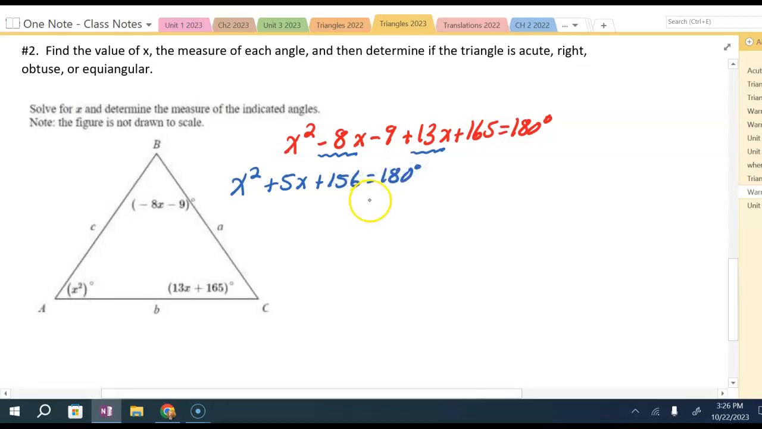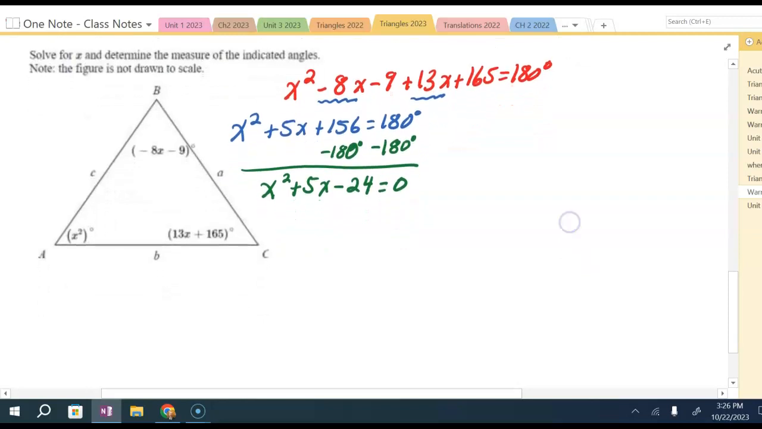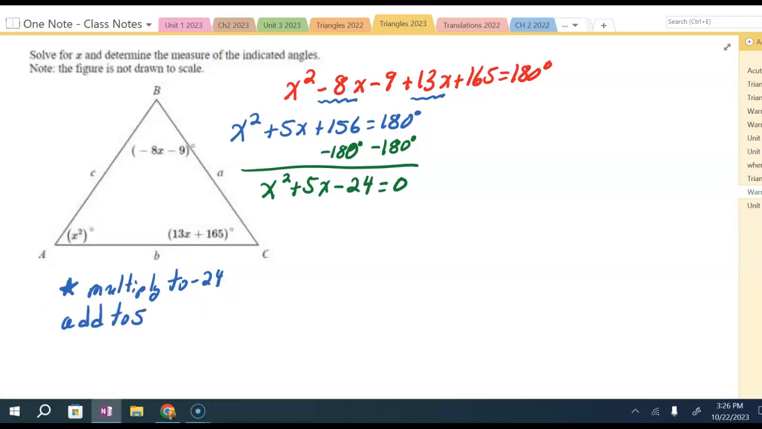So in algebra, what we did is we set this equation equal to 0. Doing this math, I get x squared plus 5x. 156 minus 180, I'm using my calculator, is negative 24. And then what we wanted to do here is we need to find numbers that multiply to negative 24, and they need to add to 5.